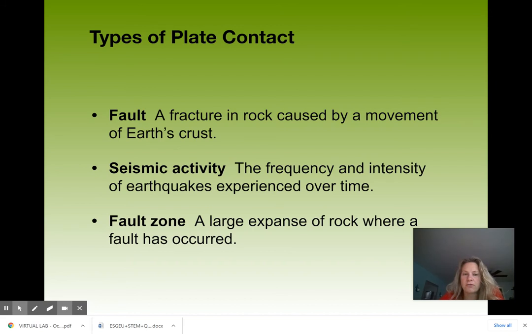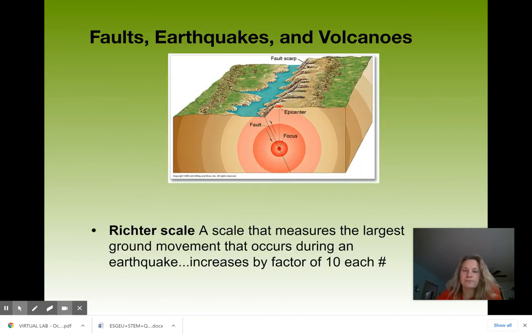So California is a great example. There's faults all over the place. And that's because we are near a couple different plate boundaries. We're near the Juan de Fuca, which is convergent. And then we're also near San Andreas, which is transform.